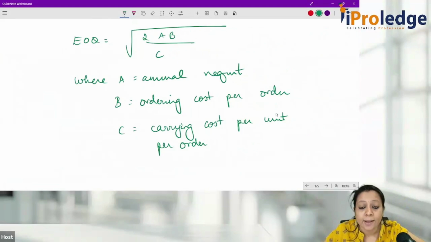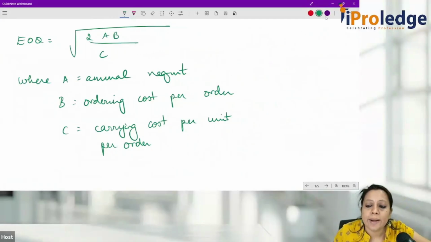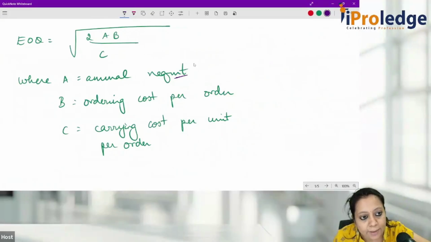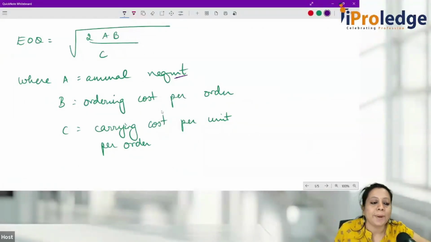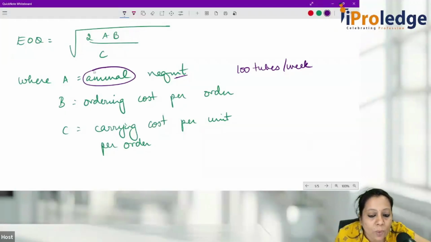CMA material, it is there. CA material also it's there. And CS past exam question it is. Same numbers also. So annual requirement. It is a requirement. It is not demand. So my demand may be 2000 tubes. But how much am I requiring? Normally, I am requiring 100 tubes per week. But I want annual requirement.